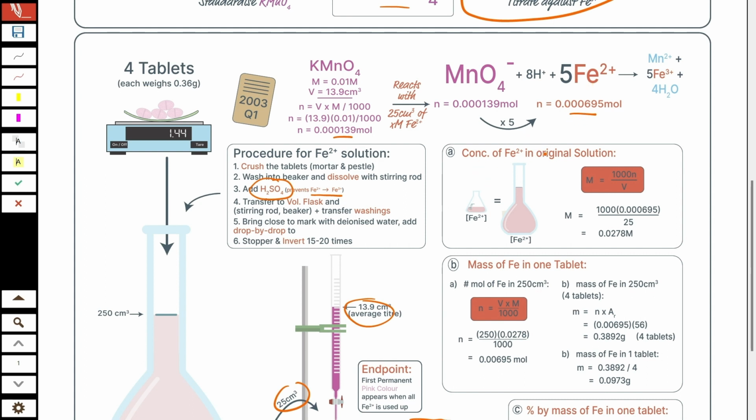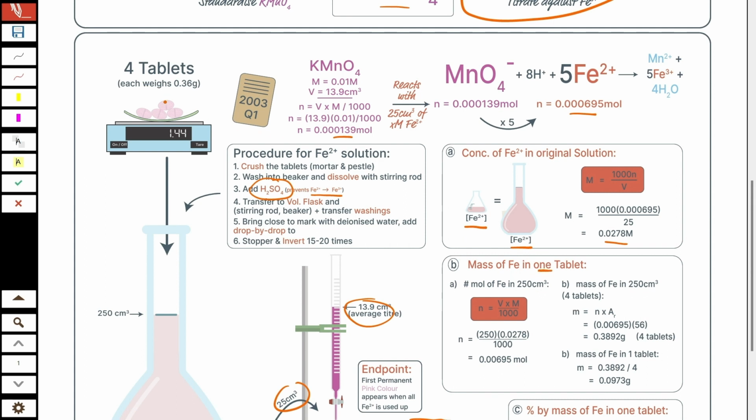Now, the first part of the question is to find the concentration of the iron in the original solution. Now, the point here is the concentration of the iron in the conical flask is the same as the concentration of the iron in the volumetric flask, because of course they're the same solution. We took it from there. Okay, so we can find the molarity of that using this equation. So 1,000 times the number of moles divided by the volume, 25, gives us a concentration of 0.0278 moles per liter.